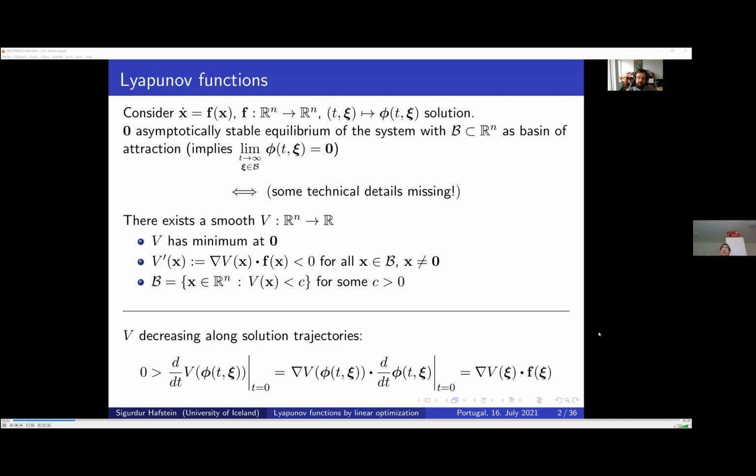And so this formula here wouldn't be really useful unless we can somehow eliminate the solution from the conditions here. And these are the conditions for a Lyapunov function. And as said here, if we have a Lyapunov function for the system, then we also know that we have a stable, asymptotically stable equilibrium point of the system. And we can also get the basin of attraction from the Lyapunov function, or from a good Lyapunov function at least.